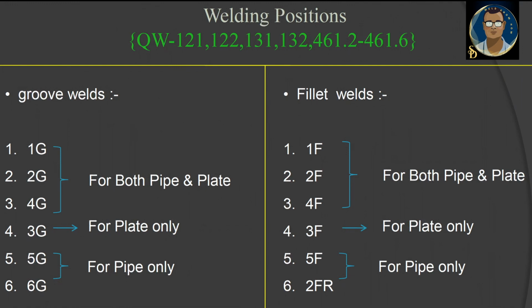Welding positions are described in QW 121, 122, 131, 132, and QW 461.2 to 461.6. Groove welds 1G, 2G, 4G are for both pipe and plate. The position 3G is for plate only. Positions 5G and 6G are for pipe only. Fillet welds 1F, 2F, 4F are for both pipe and plate. 3F is for plate. 5F and 2FR are for pipe only.